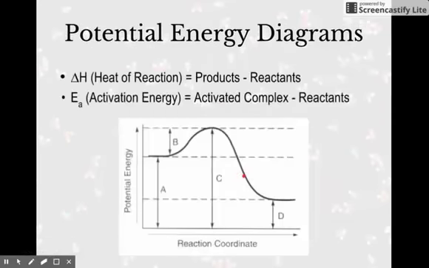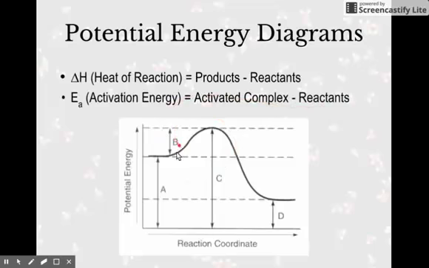On this next slide, it kind of summarizes what we were talking about, how we're calculating our delta H and our activation energy. Again, the delta H, the heat of our reaction, is always products minus reactants energy. For activation energy, we're always going to take our activated complex minus the energy of our reactants.